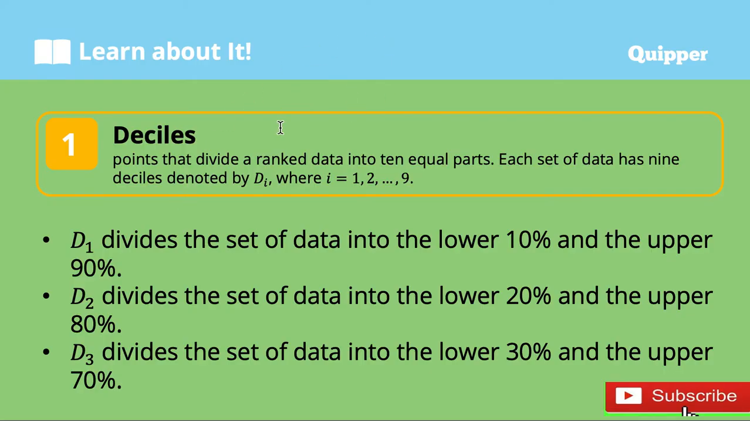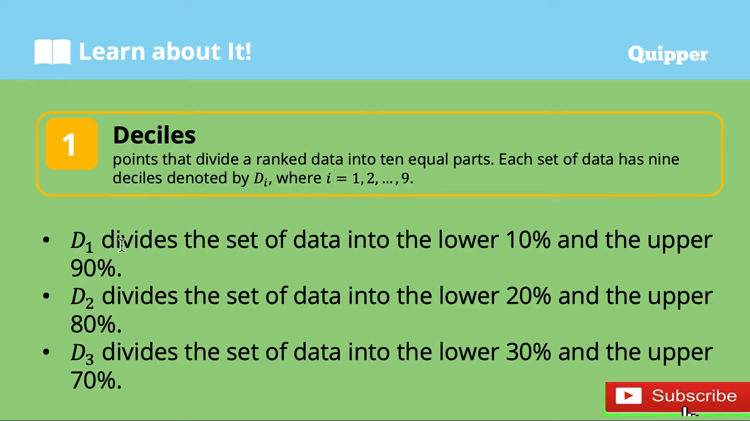Let's learn first what are deciles. Deciles are points that divide a ranked data into 10 equal parts. Each set of data has 9 deciles denoted by d sub i, where i is equal to 1, 2, 3, 4, 5, 6, 7, 8, and 9. So we have the first decile, second decile, up to 9th decile. These are the 9 deciles and their interpretation.